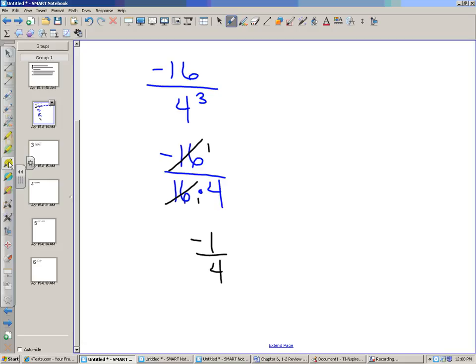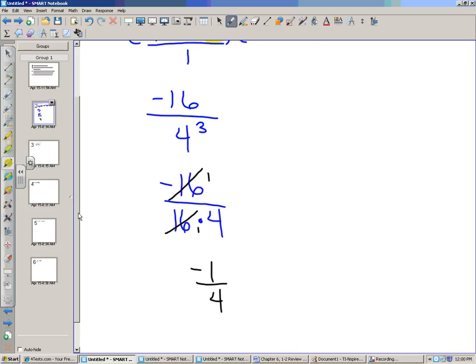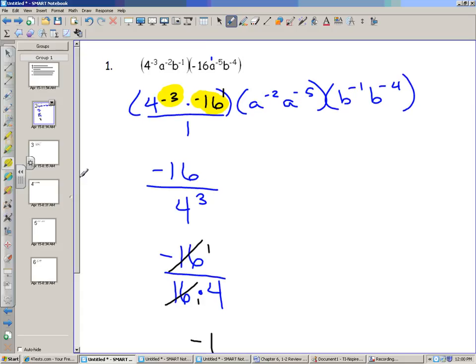I'm not done with the problem. Do we all understand that? Because the 16s cancel out. 16 divided by 16 is 1. And that negative still has to stay. Do we understand that the number part of the problem is done now? So now I go back up, and I'm going to do my A's. So what do I do to my A's? By what operation are my A's attached? By multiplication. So what do you do? You add the exponent. So this is -2 plus -5, which becomes a to the -7.